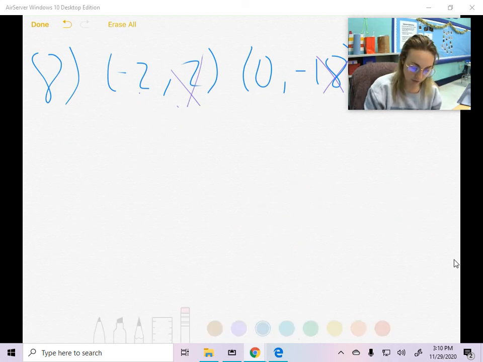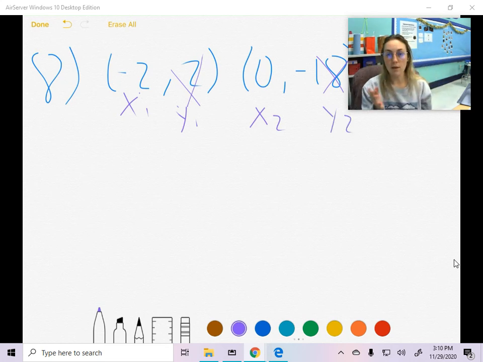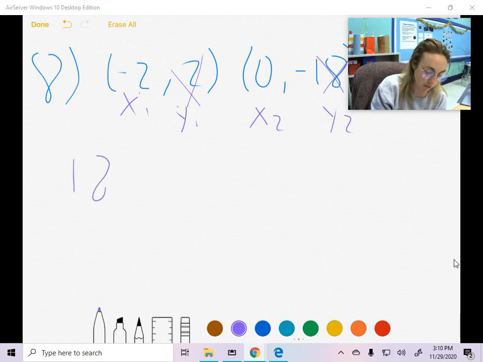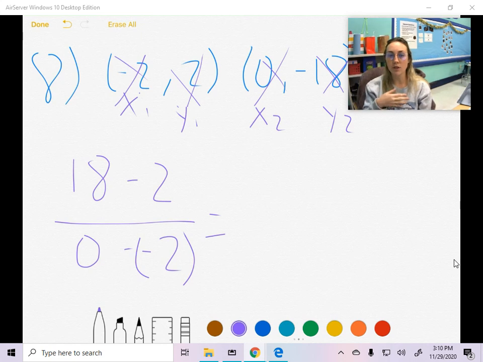All right, cool. So same thing, except I'm going to make this x1 and y1, x2 and y2, and I can go ahead and put these into the formula again. Again, the slope formula is y2 minus y1 over x2 minus x1. All right, and then again, I can just solve it real quick.